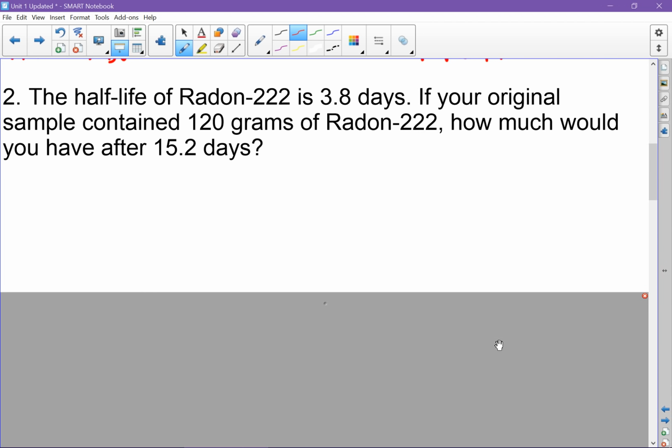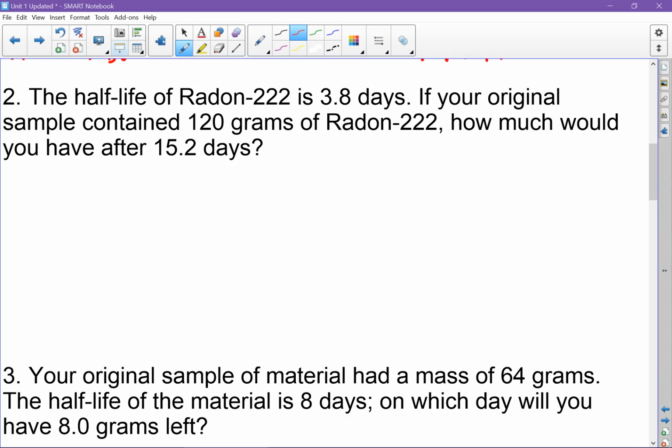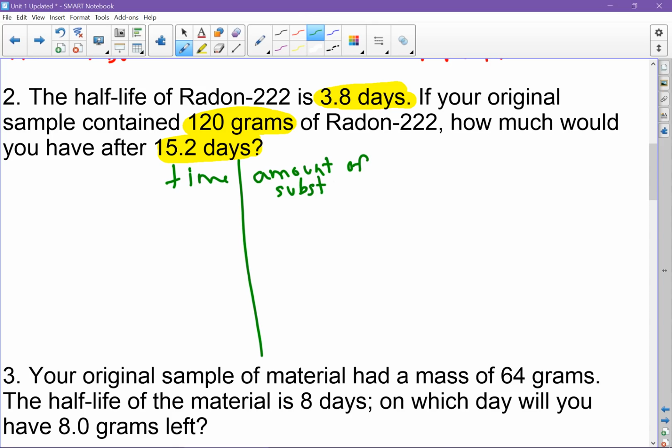So the next one we're going to try with an actual radioactive sample. And so when we've got, this one's a little more complicated, we've got some actual numbers here. We like to highlight our numbers. We're looking for times and amounts. This 222 that's in there doesn't really help us, so we're not going to use that. So I'm going to set up my time and my amount of my substance. And let's see if we can fill it in.